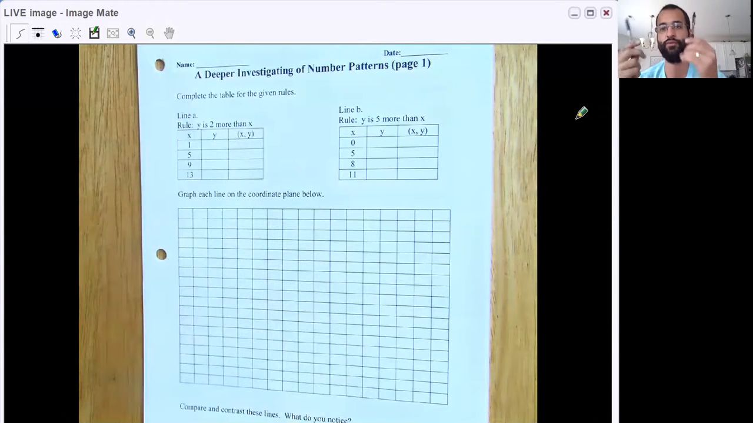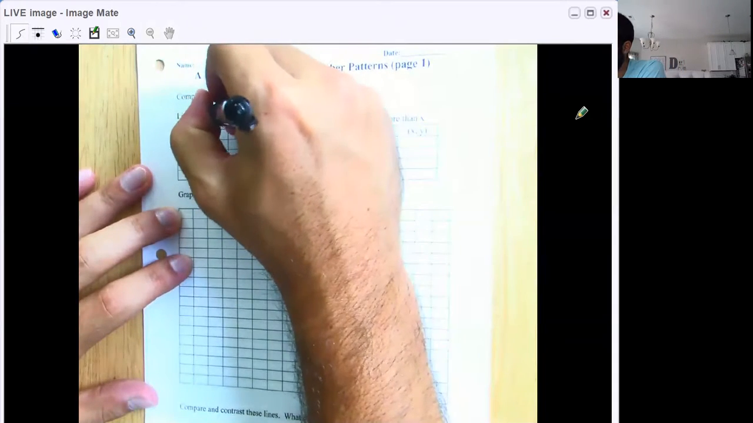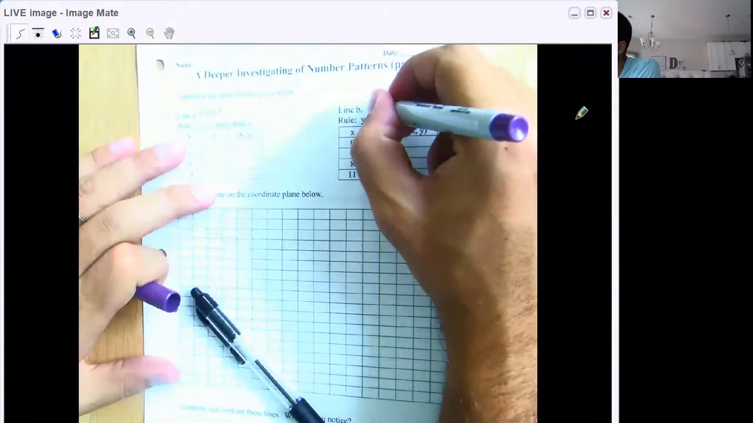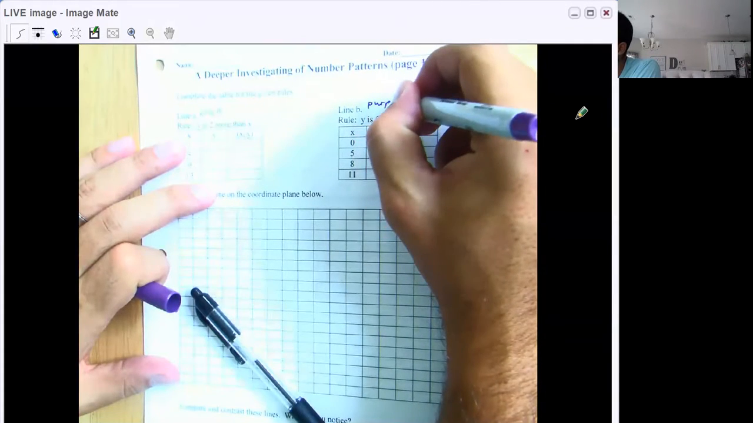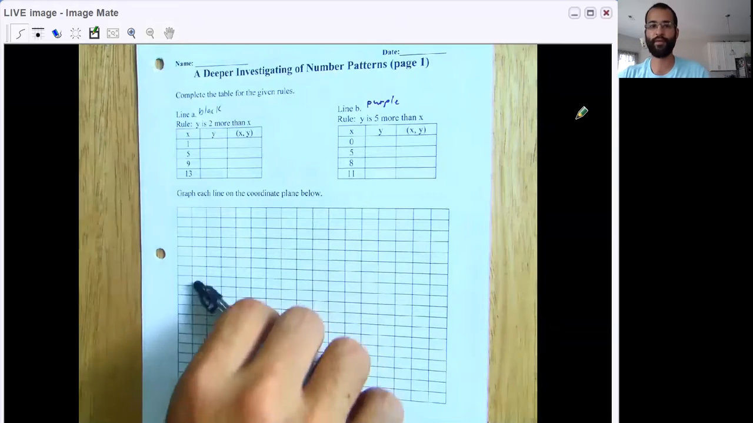Now, I'm going to have 2 different colors to write with. So you might want a pen and a pencil, or 2 colored pencils from your pouch, something that has 2 different colors so that you know what each one is. I'm going to do line A with my black pen, and line B with my purple, just so it's a little bit easier for you guys to tell.